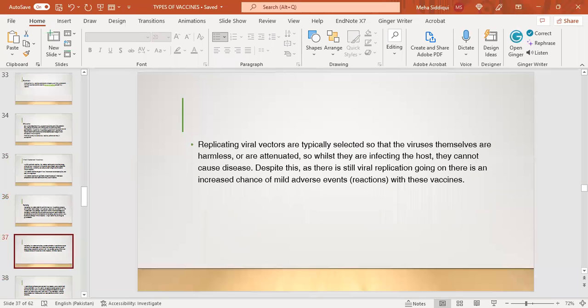The replicating viral vectors are typically selected so that the viruses themselves are harmless or attenuated whilst they are infecting the host. They cannot cause disease. Despite this, there is still viral replication going on. There is an increased chance of mild adverse reactions with these vaccines.